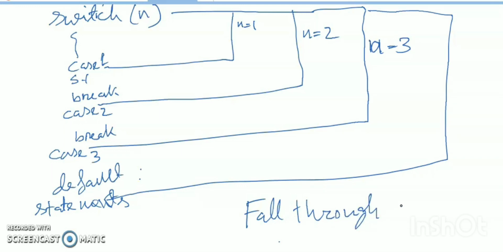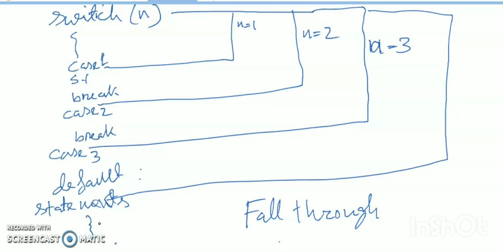Fall through problem. A switch statement starts with an opening curly bracket and ends with a closing curly bracket. Okay, the cases are enclosed within a pair of opening and closing curly braces.